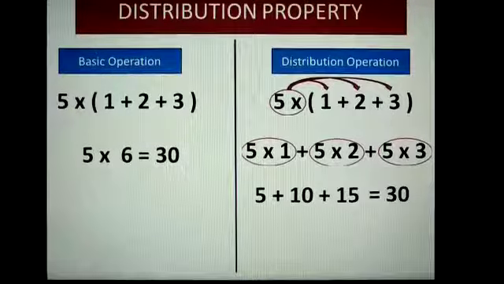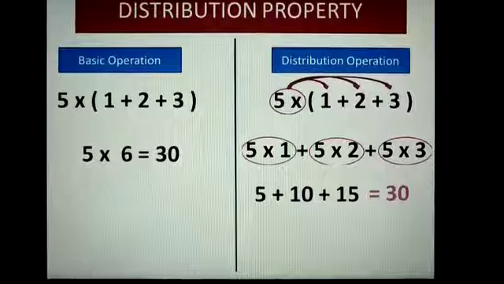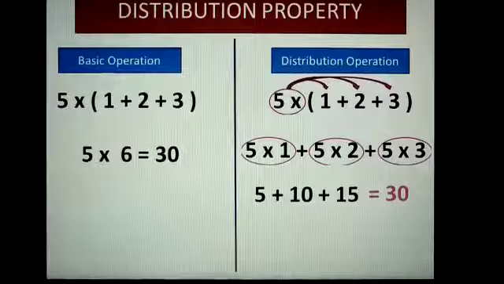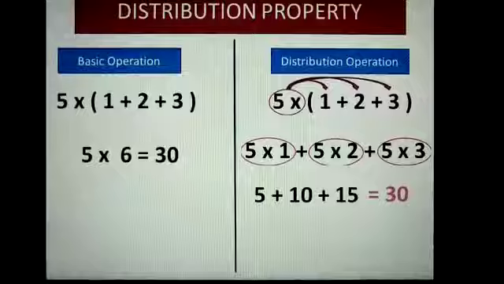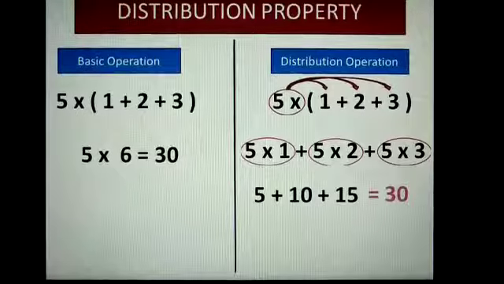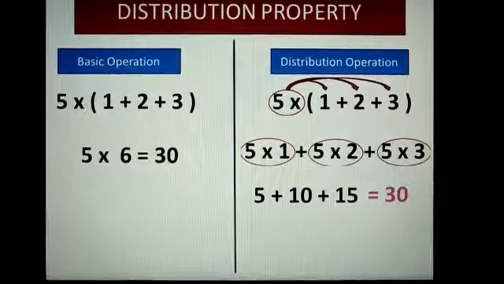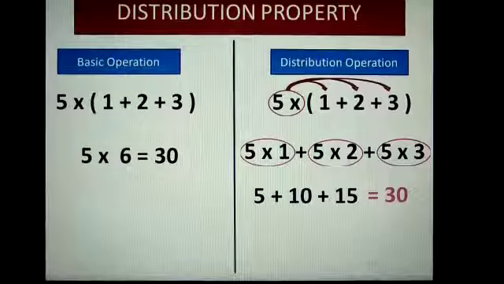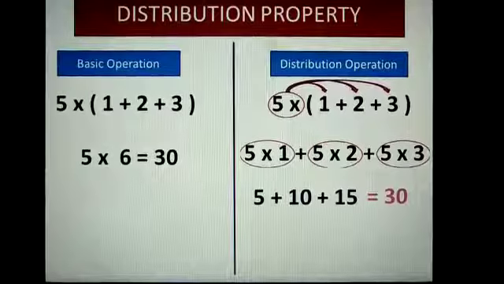See, the distributive property gives us another way to arrive at the same answer. Distributive property is an alternate path that you can take to arrive at the same point. So we have 2 ways to get the same answer.